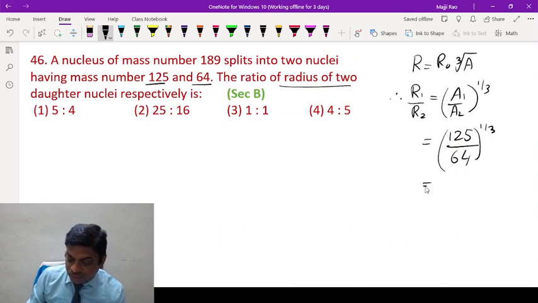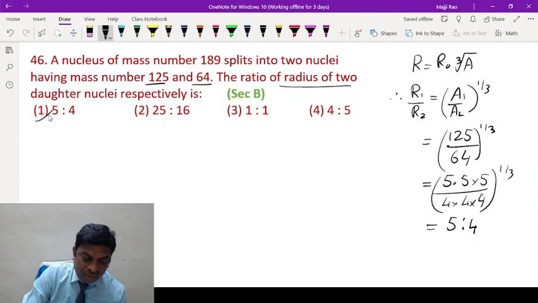Okay. So 125 can be written as 5 into 5 into 5. 64 can be written as 4 into 4 into 4. So if you extract this cube root, you get 5 is to 4, the first option.